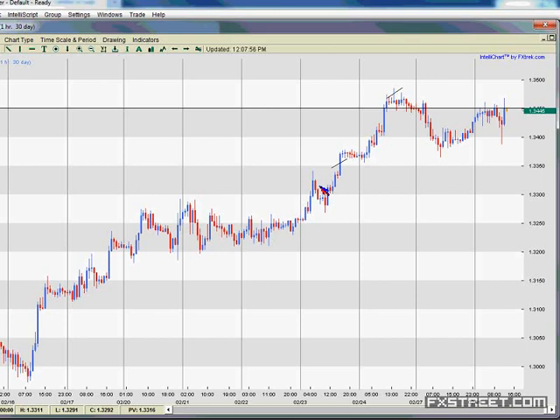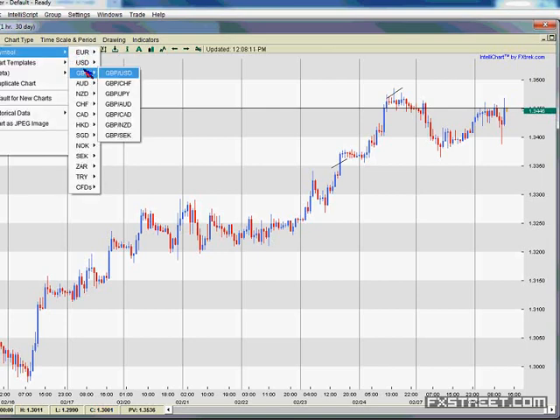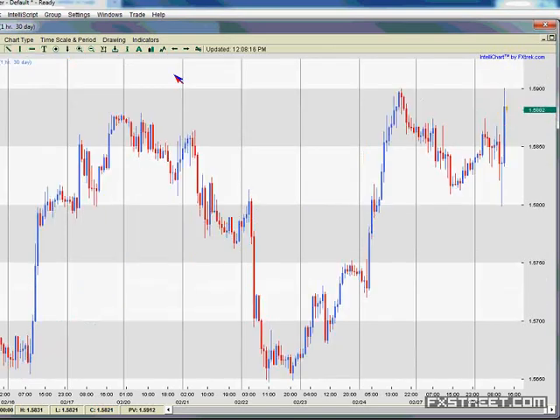My point being is that the trade is not candle dependent, but I like to use hourly candles just because hourlies give me a good time frame to operate on. I think that's a reasonable time frame on a daily chart to operate on. I'm going to change symbols for you here because this is a trade that works best on this particular symbol.